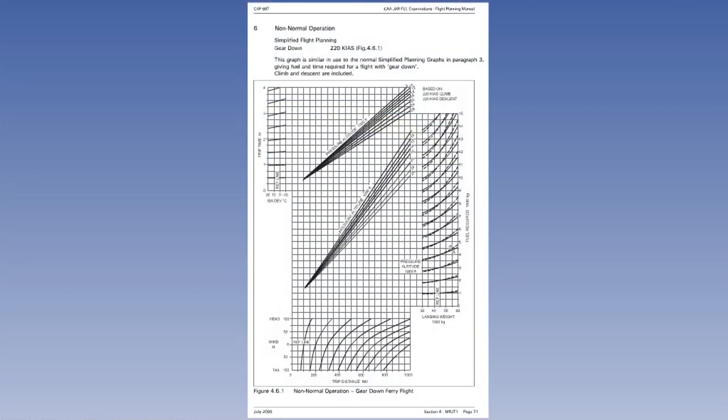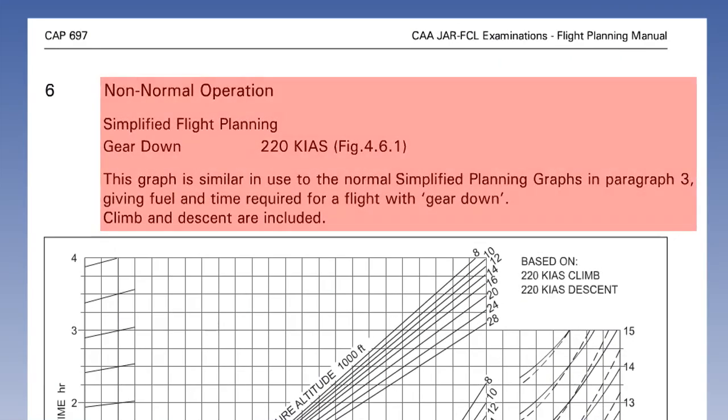Turn to Cap 697, Section 4, page 71, Figure 4.6.1. The graph is of the simplified flight planning type that has been dealt with previously. But to refresh your memory, we will quickly go through the procedure.